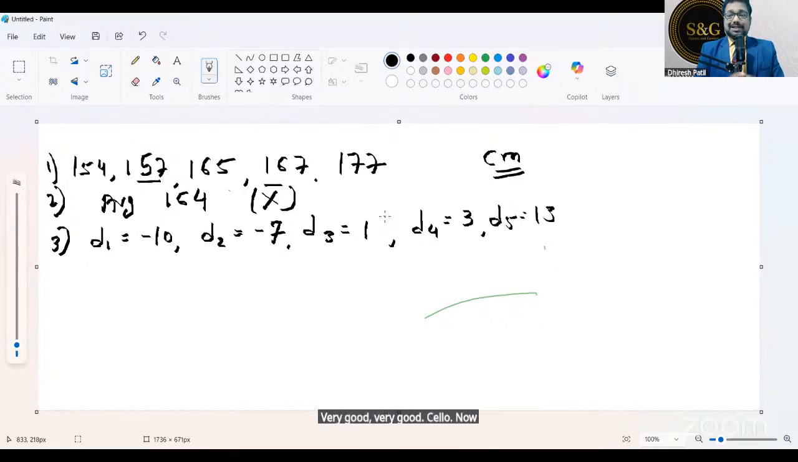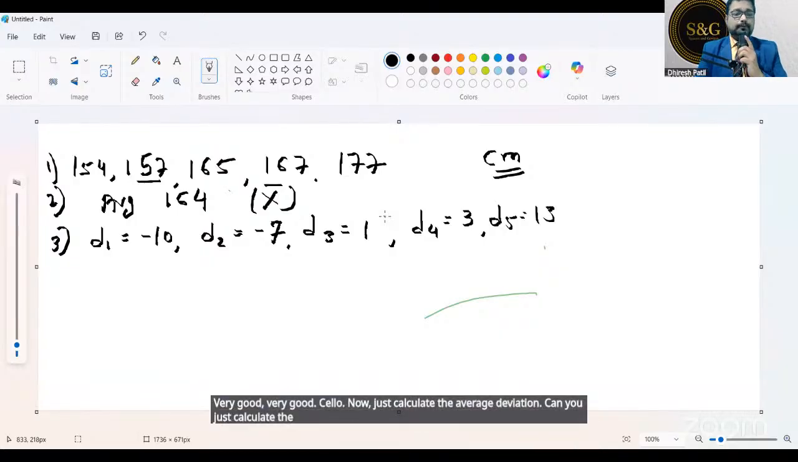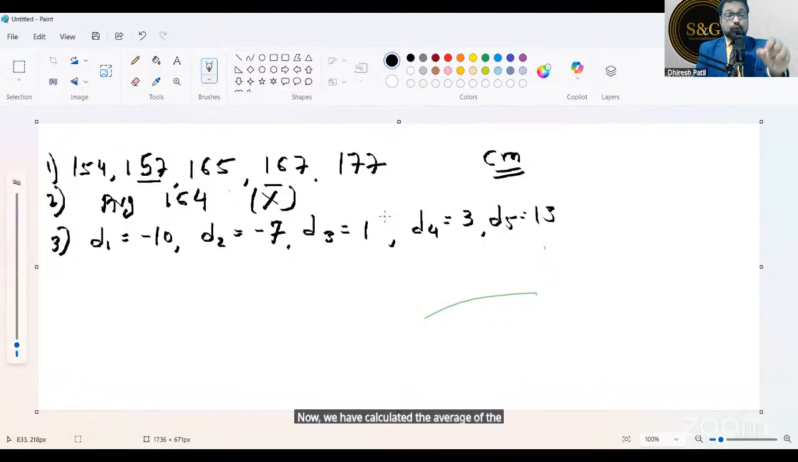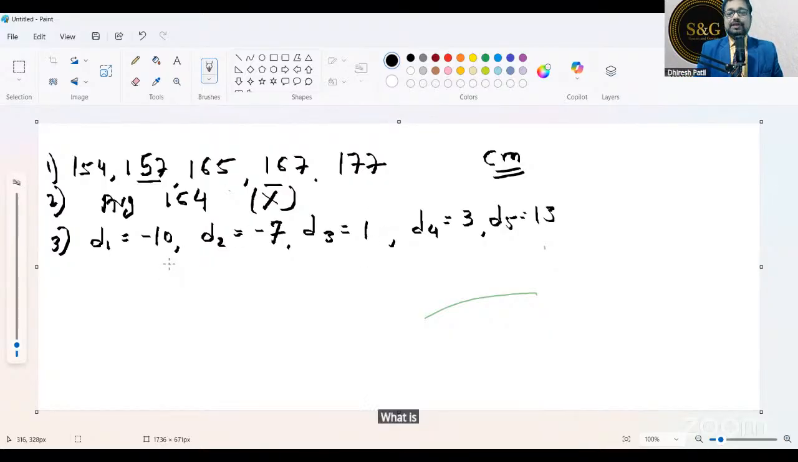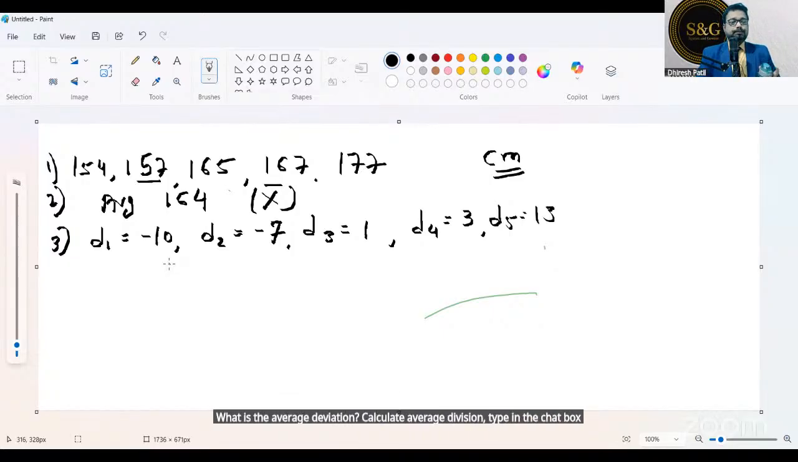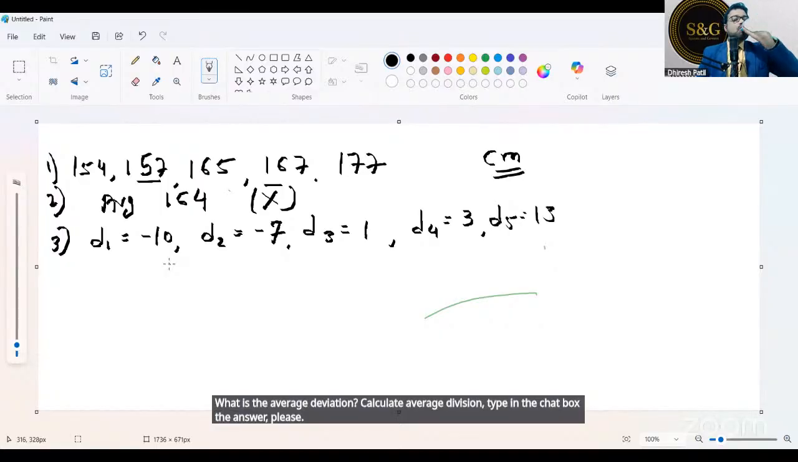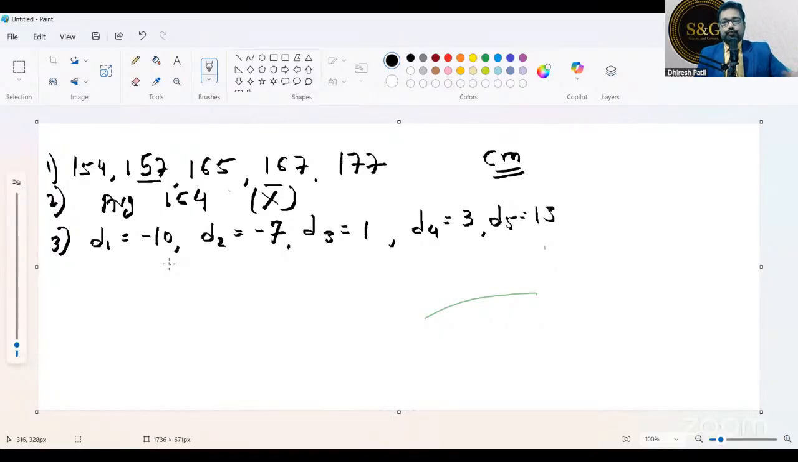Now, just calculate the average deviation. Can you just calculate the average deviation now? Now we have calculated the average of the data point, right? Now we'll calculate the average of the deviation. That means minus 10 plus minus 7 plus 1 plus 3 plus 13 all divided by 5. Can you just do this? What is the average deviation? Calculate average deviation. Type in the chat box the answer, please.